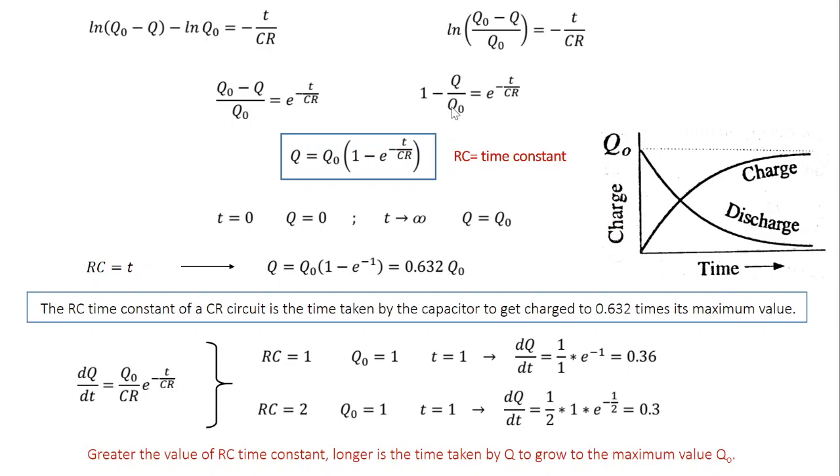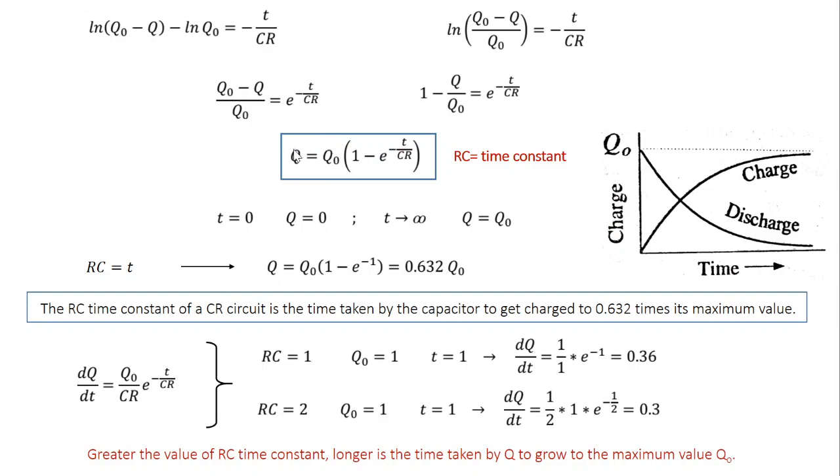This is 1 − q/q0 = e^(−t/CR), or you can write the instantaneous value of charge stored in the capacitor, q, equal to the maximum charge q0 into (1 − e^(−t/CR)). If you recollect yesterday's LR circuit, the equation looks exactly similar to the LR circuit case. Here, this particular term CR or RC is known as the time constant of a CR circuit.